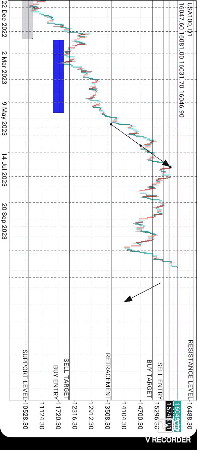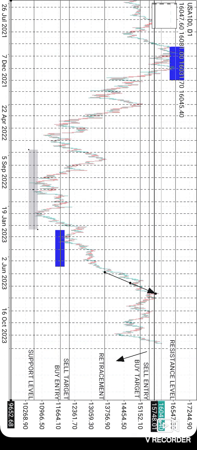Always make sure that your key levels are supported. Always make sure that the market closed above the entry of a buy before you buy. Make sure that the market closed below the entry of a sell before you sell. So this is the mobile system. It will give you the resistance level, sell entry, buy target, retracement. Retracement is also known as a pullback.